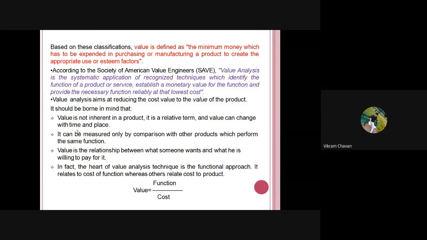Next point. Value analysis aims at reducing the cost value to the value of the product. Full stop.